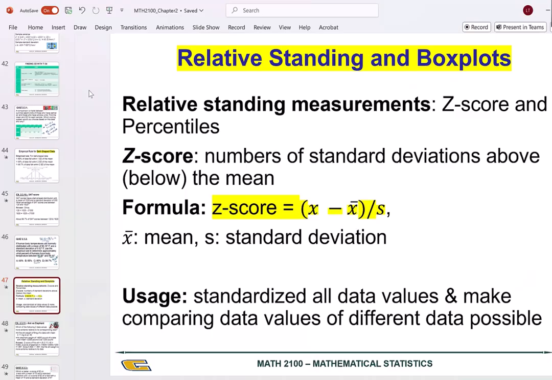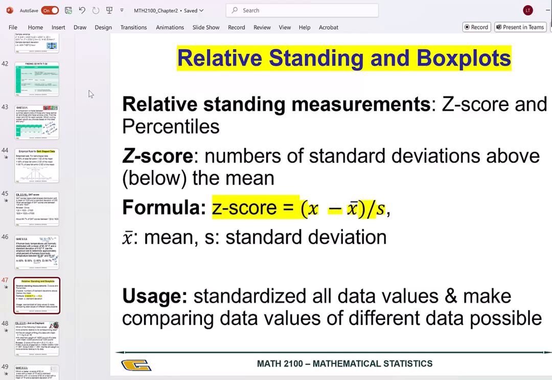Now let us look at relative standing in box plots. For relative standing measurement, we have z-score and percentiles. The z-score is the number of standard deviations above or below the mean, which is basically what we just calculated when we wanted to use the empirical rule, right? It tells us how far a value is from the mean in terms of standard deviation.